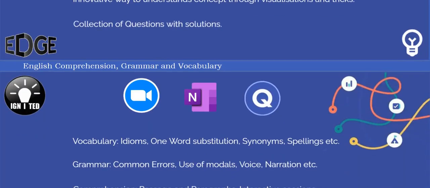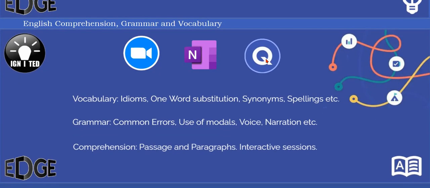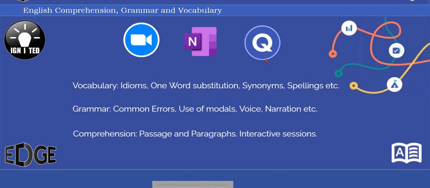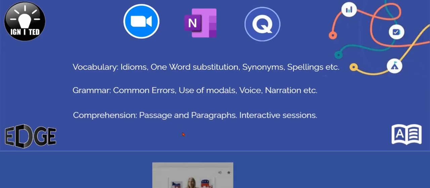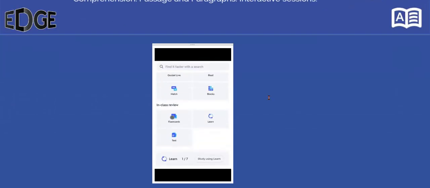So now we will see English comprehension, grammar and vocabulary. The first demo I am going to give you is the demo of vocabulary. In vocabulary, idioms, one word substitutions, synonyms, spelling, etc. will be taught in a very interesting way. Upon that, grammar will be discussed: common errors, a collection of rules, use of modals, voices, narration required will be shared with you. Comprehension: a lot of passages and paragraphs are there. So this is our tool, our learning assistant.